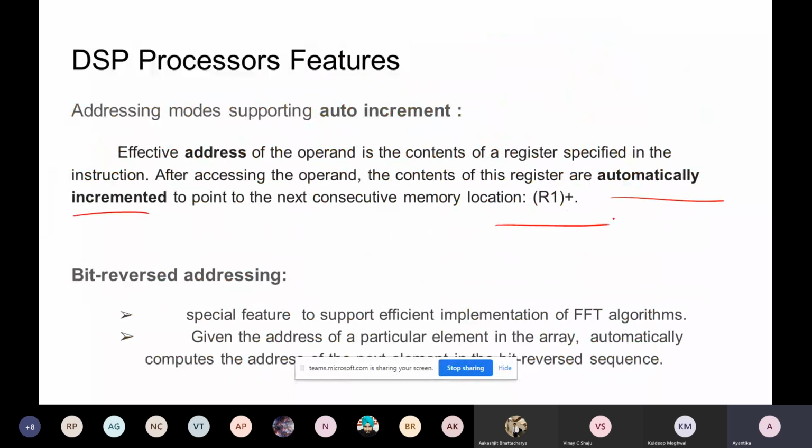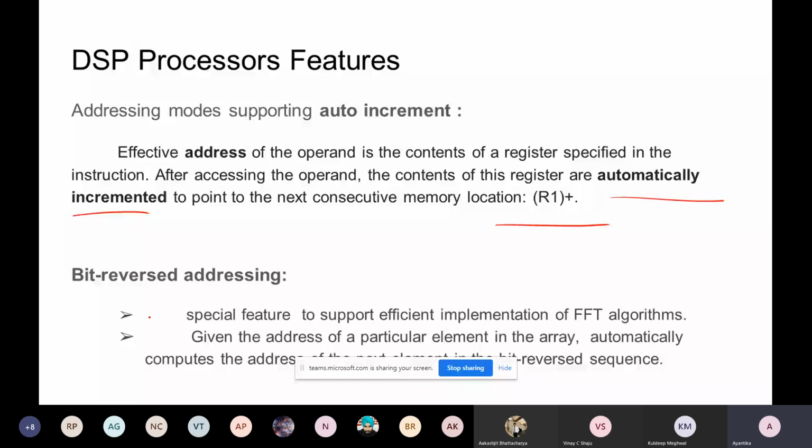Whenever you have a register, for the next given input, that register holding a memory location basically increments to the next memory location. So this is auto increment fetch. Another one is bit reverse addressing. What does it mean?